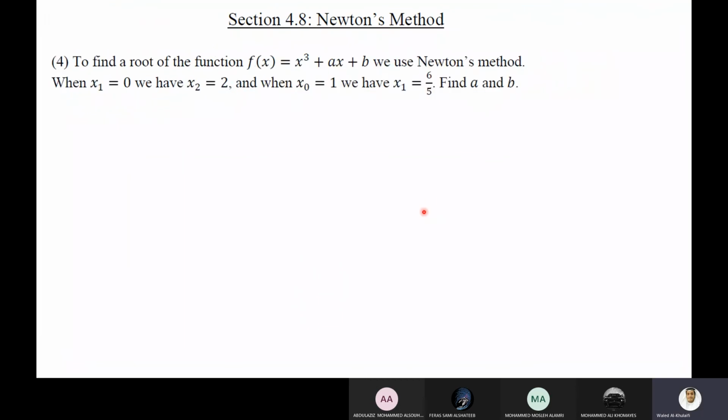The other one, to find a root of the function this, where we use Newton's method. When x1 equals 0, we have x2 equal 2. And when x0 equal 1, we have x1 equals 6 over 5. Find a and b.